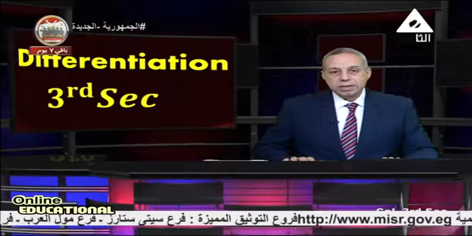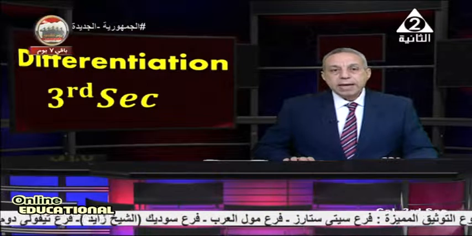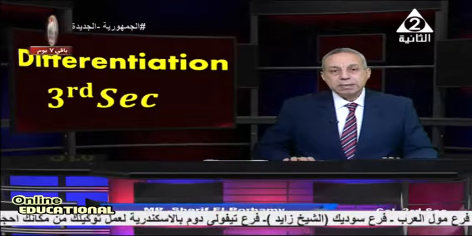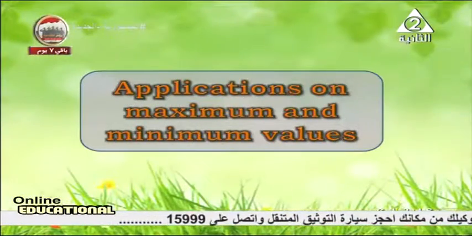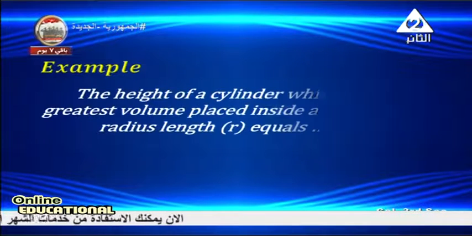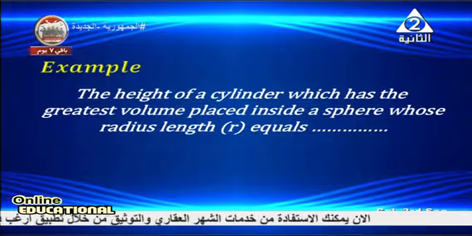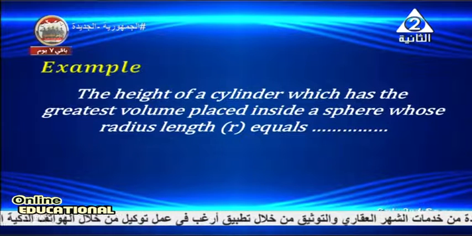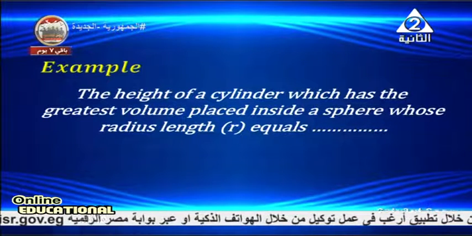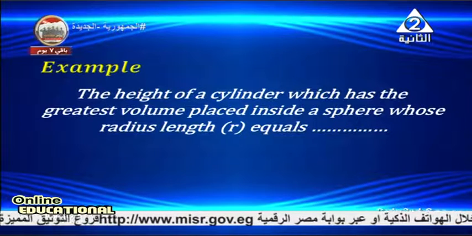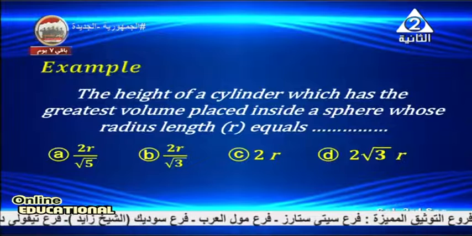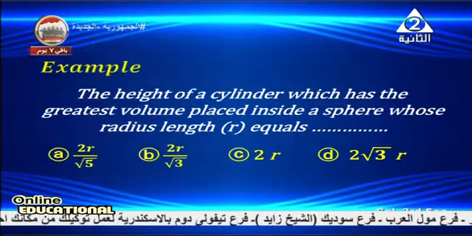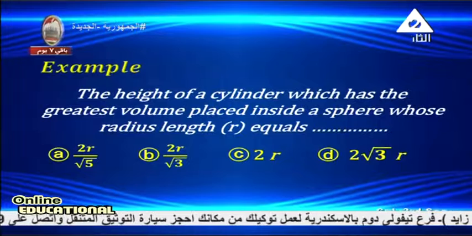Today we have calculus. Our lesson today is applications on maximum and minimum values. Now, let's start with the first application. Example: the height of a cylinder which has the greatest volume placed inside a sphere whose radius length equals r. The choices are 2r over root 5, 2r over root 3, 2r, or 2 root 3 r.